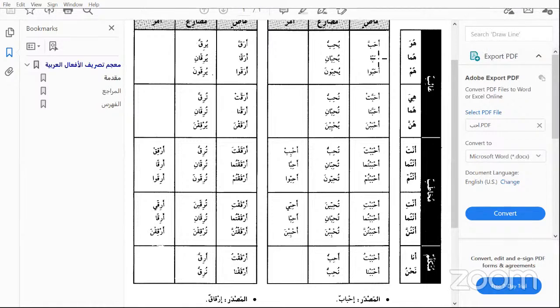And the conjugation for that one with the shadda, is it going to be the same? No, it's going to be different. We will do it inshallah at another time.